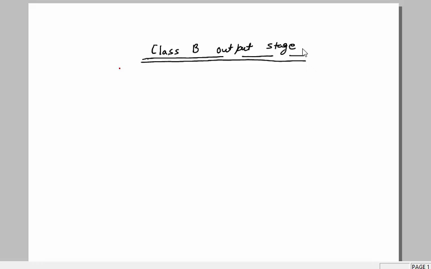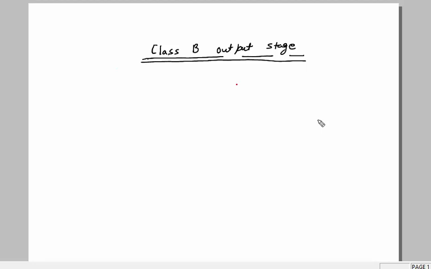Hello friends. So in this class we are going to study about class B output stage. In a class B stage the transistor conducts only for half of the input cycle. So the resulting conduction angle is 180 degrees. This we have seen when we classified different output stages. So let us see its circuit diagram.